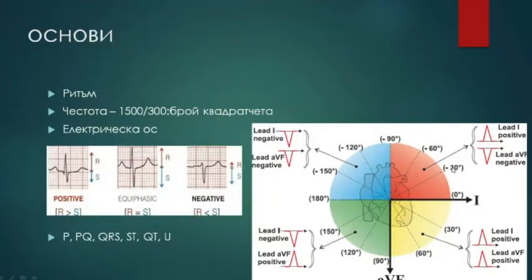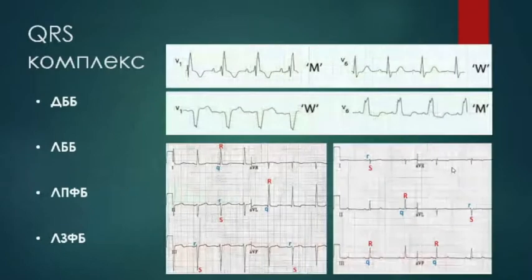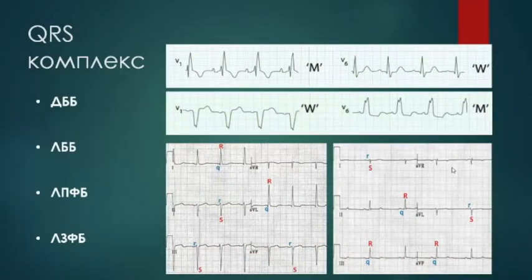So that's the definition of left anterior fascicular block. You have left axis deviation above minus 30 or sometimes even minus 45, and you have widening of the QRS complex between 0.10 and 0.12 here, and left axis deviation. That's the definition of left anterior fascicular block. Okay?